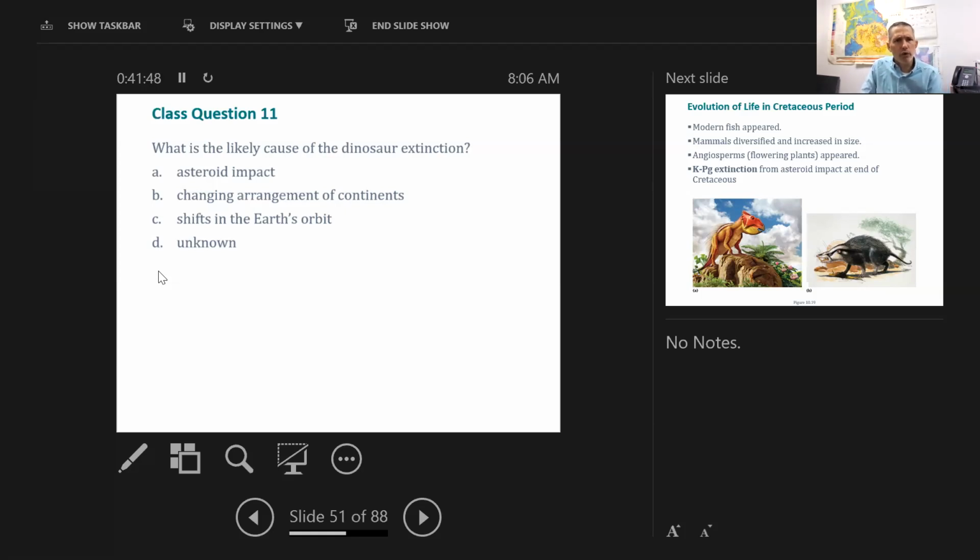Some organisms weren't doing well before this. There have been a lot of other hypotheses out there when we start looking at the abundance of these different dinosaurs.